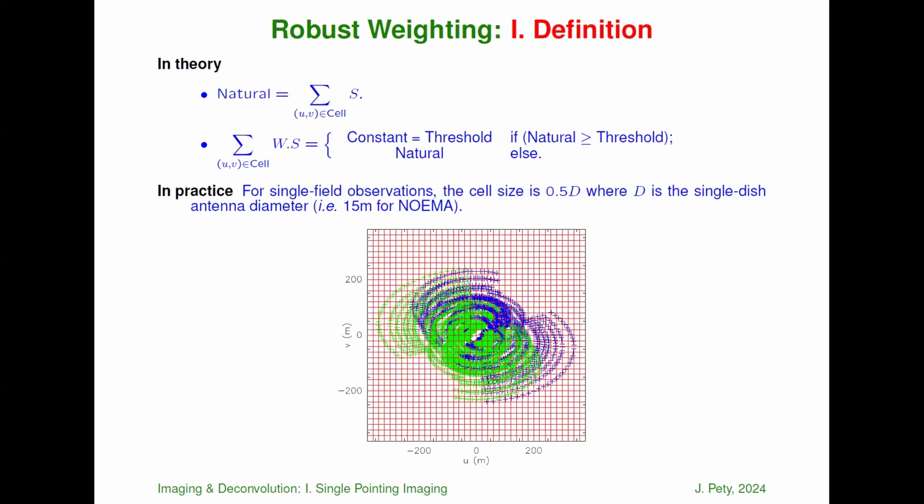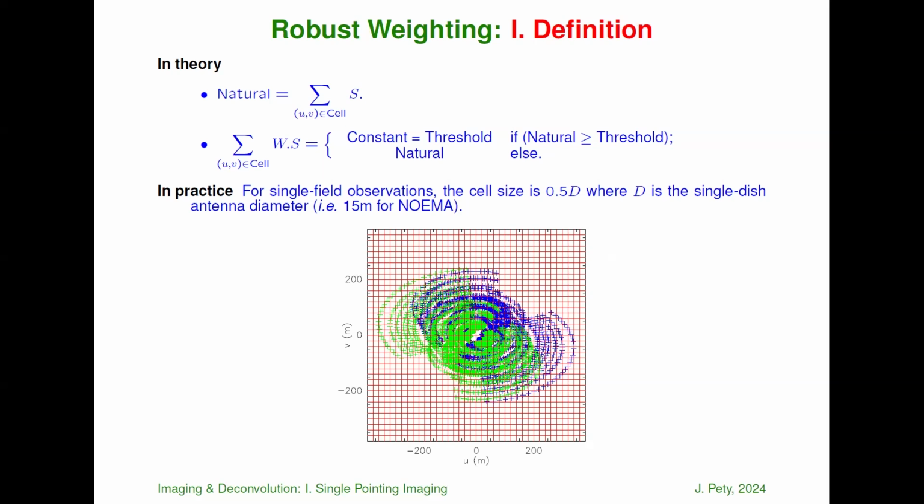So, robust weighting. In each pixel of your image, let's take this pixel, you have plenty of measurements. What you will do is sum the sampling function for all of these, which is the weight. So you will get a weight per pixel. And then you will compute a W function: if the natural weighting is larger than a given threshold, then you will give this result.